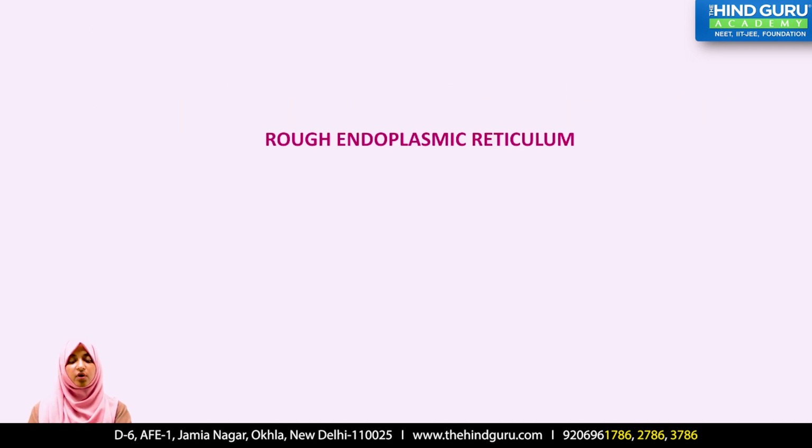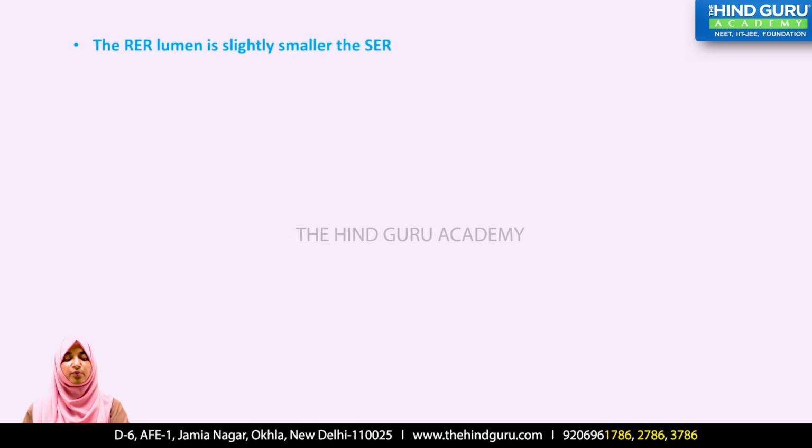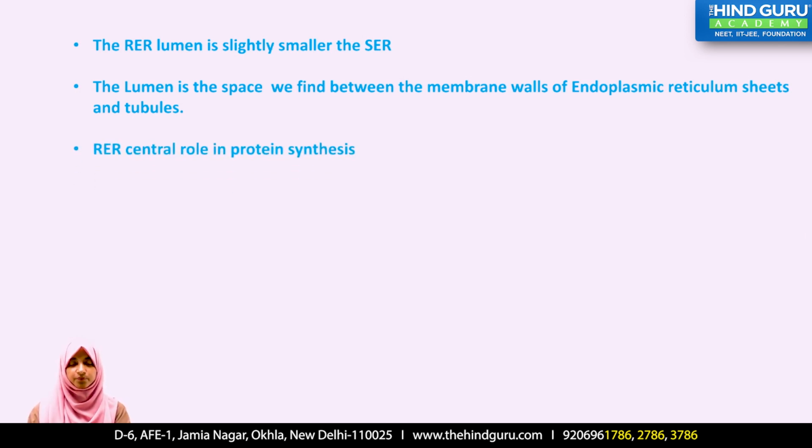We are going to focus on rough endoplasmic reticulum for a moment. The rough endoplasmic reticulum lumen is slightly smaller than that of smooth endoplasmic reticulum. The lumen is the space we find between the membrane walls of an endoplasmic reticulum sheet and tubules. Rough endoplasmic reticulum plays a central role in protein synthesis.